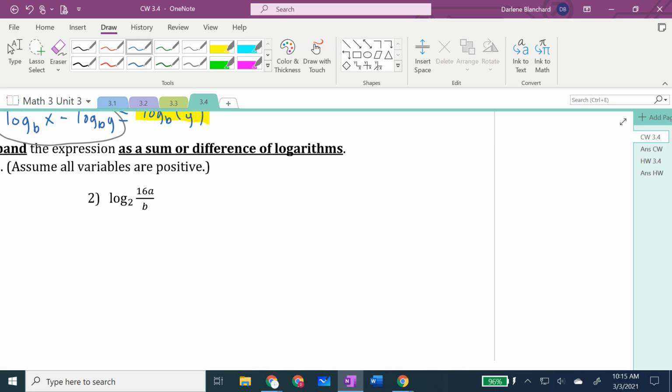So I'm going to start with this. We have a division between two things. That means I'm going to subtract log base 2 of the numerator and log base 2 of the denominator. And I'm overemphasizing with parentheses. The parentheses aren't needed.